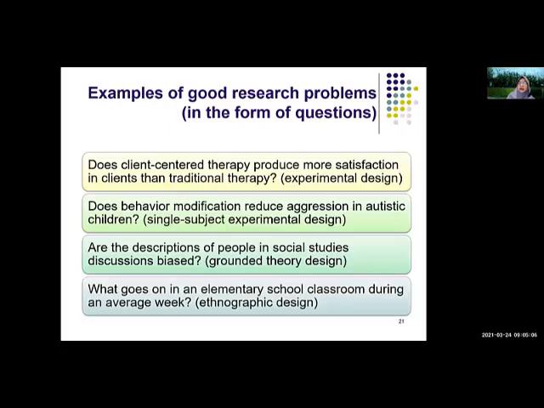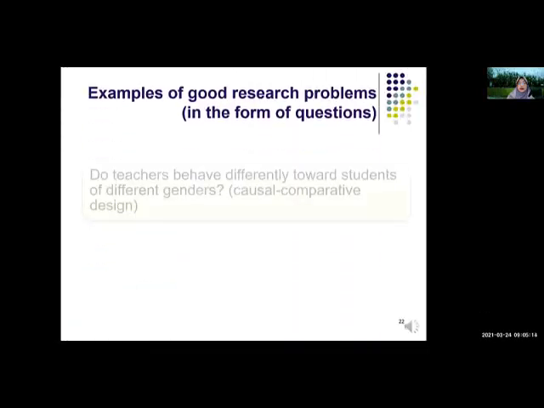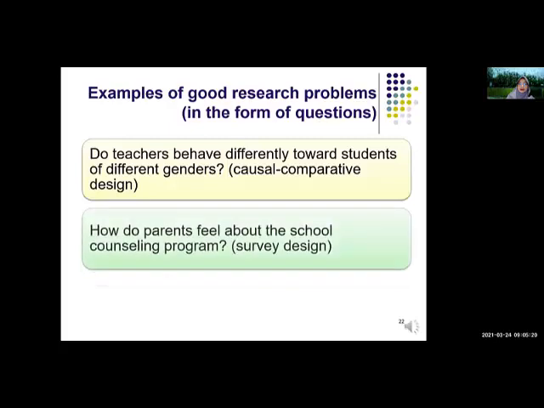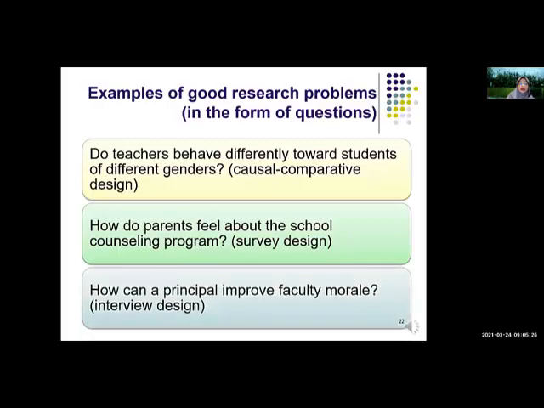What goes on in an elementary school classroom during an average week? Do teachers behave differently towards students of different gender? How do parents feel about the school counseling program? How can a principal improve faculty morale?